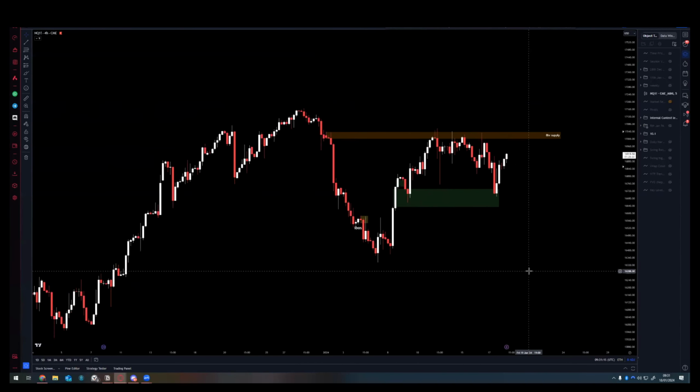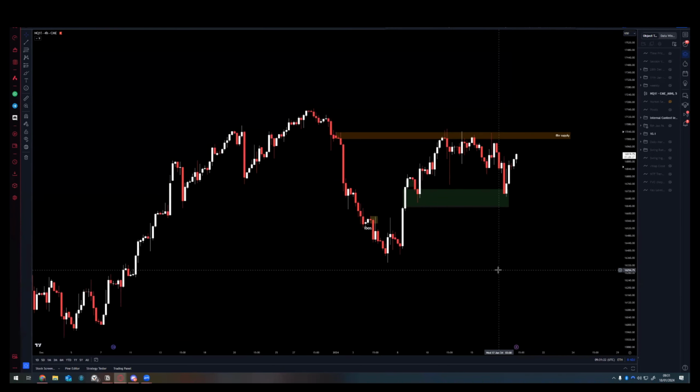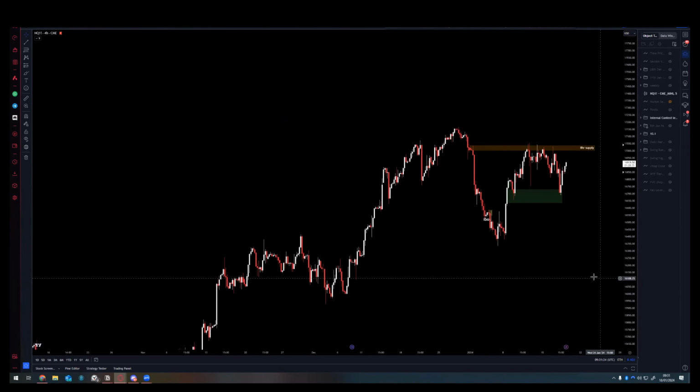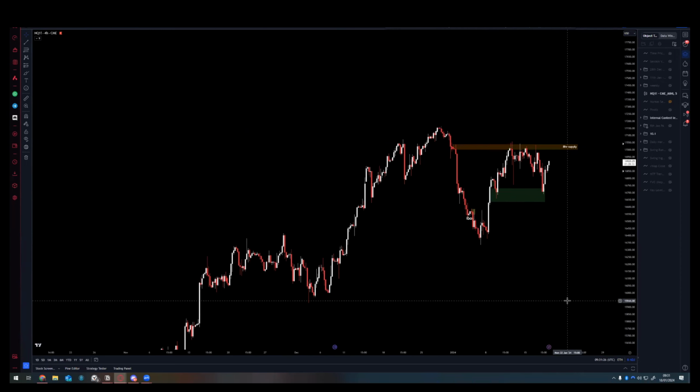So with my analysis, I will start with the 4 hour always. This gives me my swing range. It tells me where the market's trying to go.